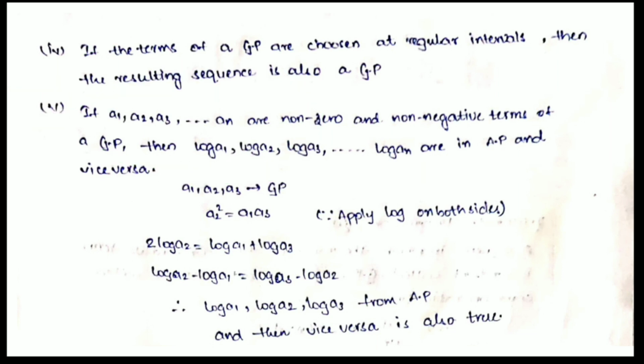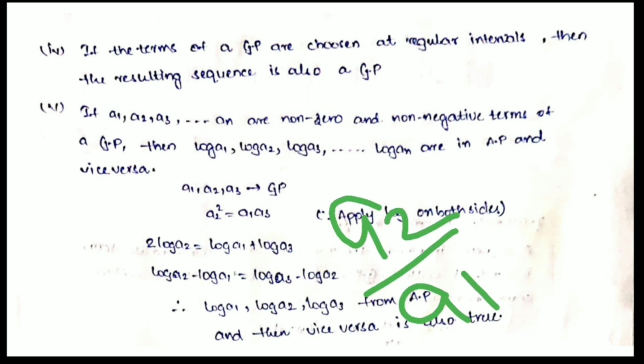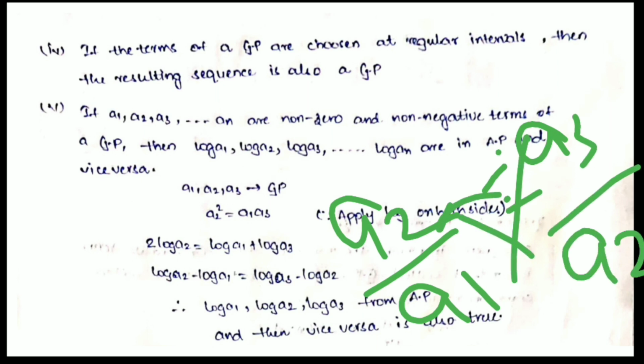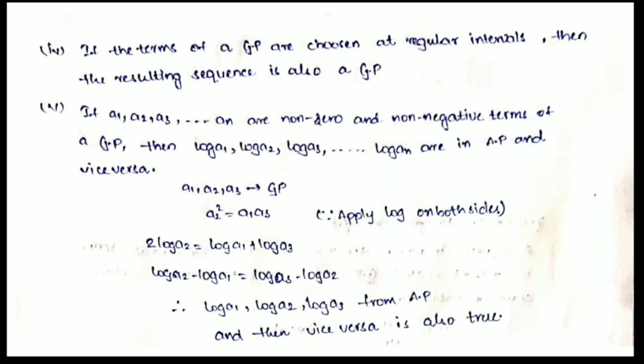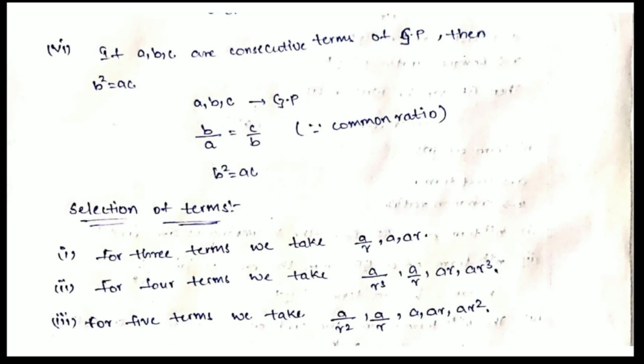Let's check how it is. Let us consider 3 terms, A1, A2, A3. These are in GP. And as we know, in GP, A2 by A1 is equal to A3 by A2, as it has a constant common ratio. That is, A2 square equals A1 A3. 2 log A2 equals log A1 plus log A3. Log A2 minus log A1 equals log A3 minus log A2. It is nothing but a constant common difference, that is log A1, log A2, log A3 form an AP. And the vice versa is also true similarly.